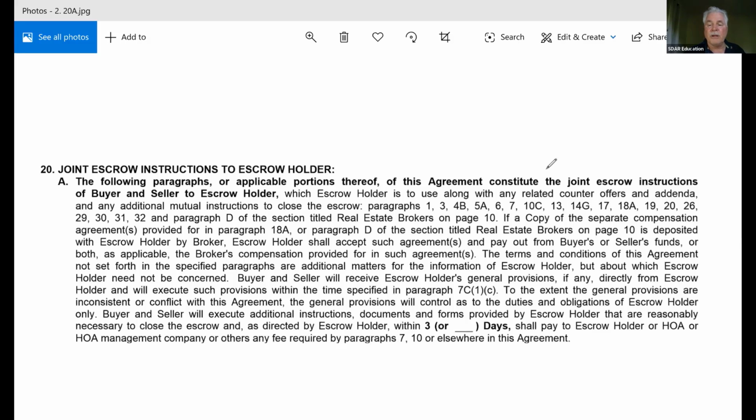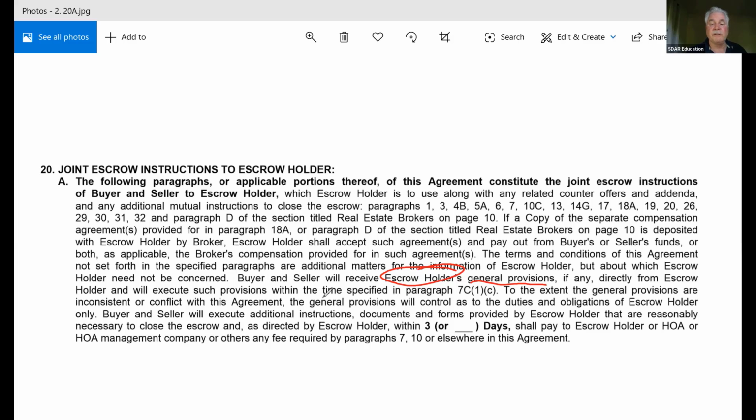Okay. All right. The terms and conditions of this agreement. Terms and conditions of this agreement not set forth in specified paragraphs are additional matters for the information of escrow holder, but not about which the escrow holder needs to be concerned. So, anything else in there, they don't need to worry about it. Okay. All right. So, buyer and seller will receive escrow holder's general provisions. I said that a minute ago, if any, directly from escrow holder. It's likely, in case they're going to have their "please don't sue me" language. I mean, everybody does it, right?